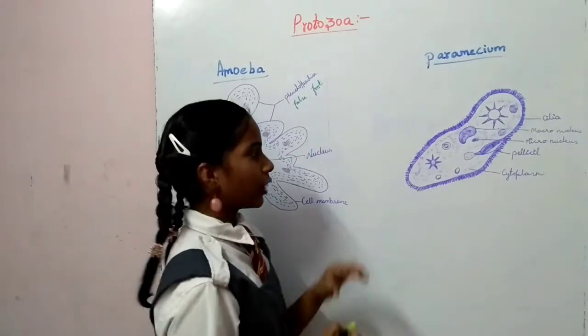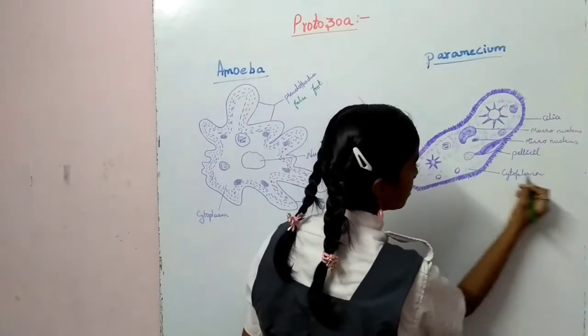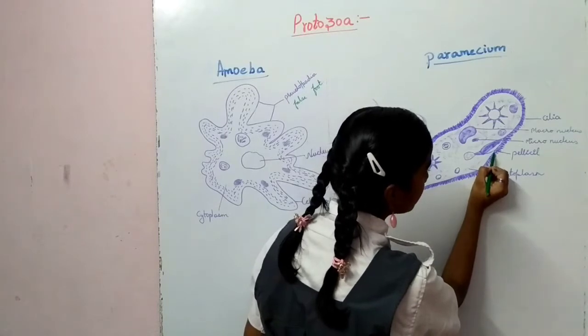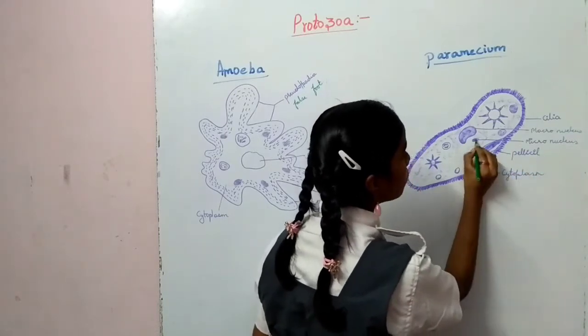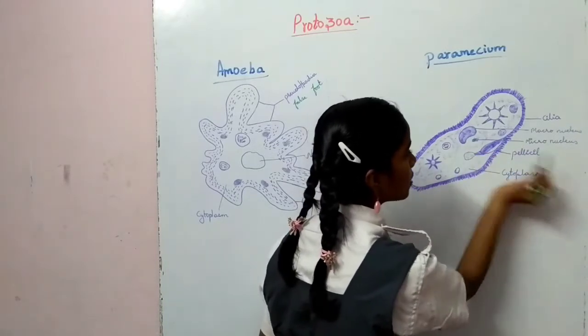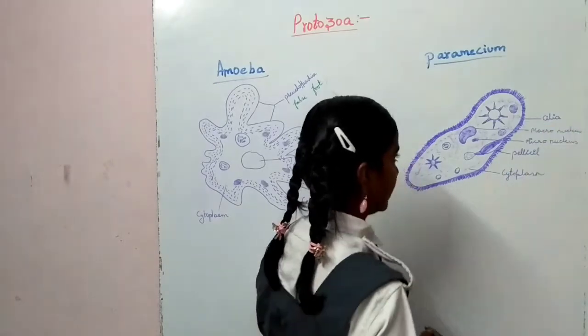So let's understand the figure of paramecium. This whole rest part is known as cytoplasm. This outline is known as pellicle. The small nucleus is known as micronucleus. The larger nucleus is known as macronucleus. These small lines are known as cilia.